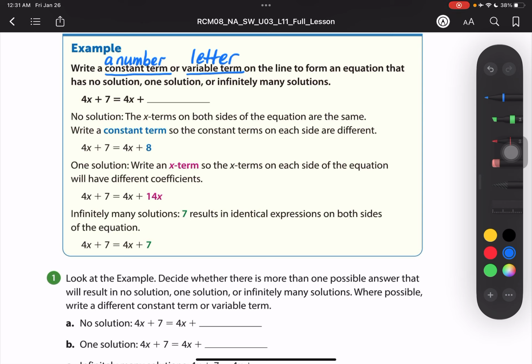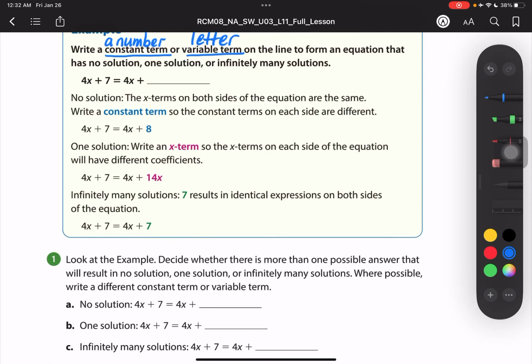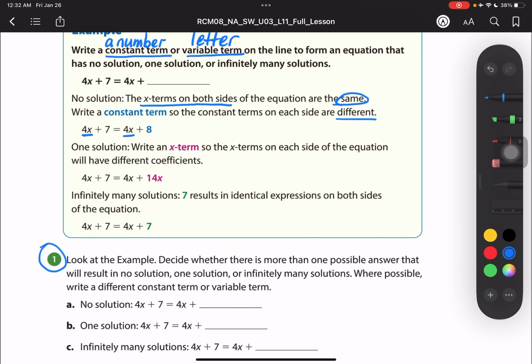So if you go down at the bottom, we're looking at question number 1. And basically it's taking all of these no solutions, one solution, and infinitely many solutions to actually substitute it into this problem at the bottom. Okay, so if no solutions, remember x terms are my variables. It's 4x and 4x. They have to be the same. The constant terms have to be different. Okay, they'll let you know it's no solution.